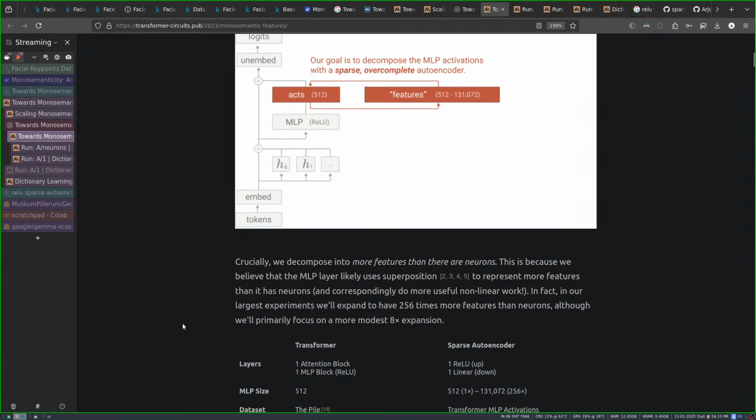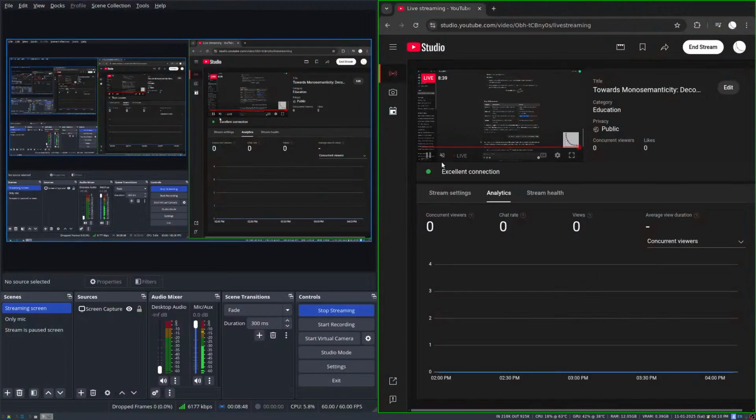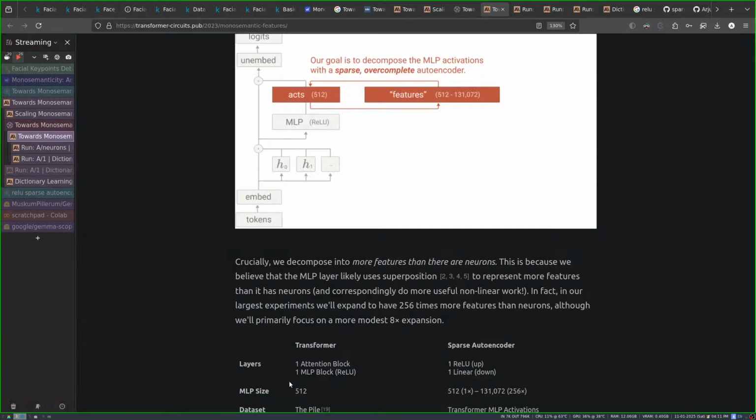Crucially, we decompose. Just ensuring the audio is fine. Okay, okay. I thought audio was okay, cool.